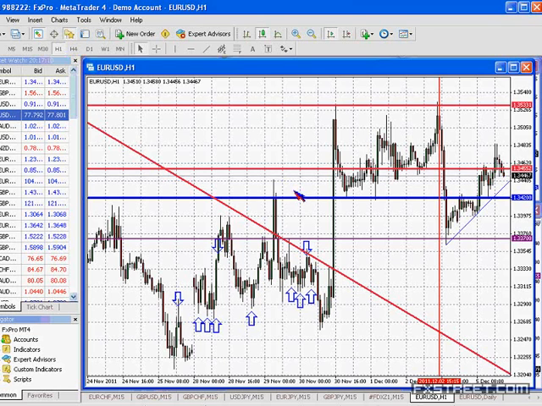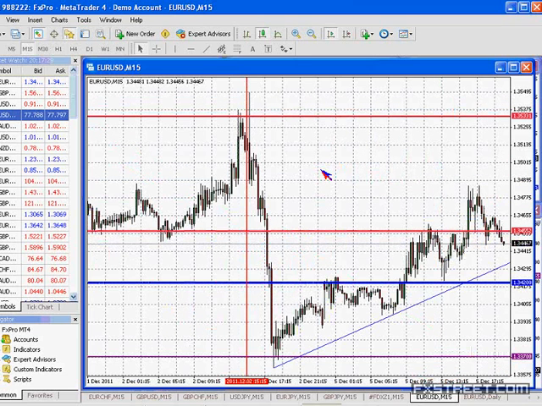Now, if I zoom out, you may recall the move on Wednesday in response to the Federal Reserve cutting the cost of U.S. dollar swaps. It gave the euro a notable boost. But for all practical intents and purposes, the drop on Friday gave up not all, but a lot of those gains.